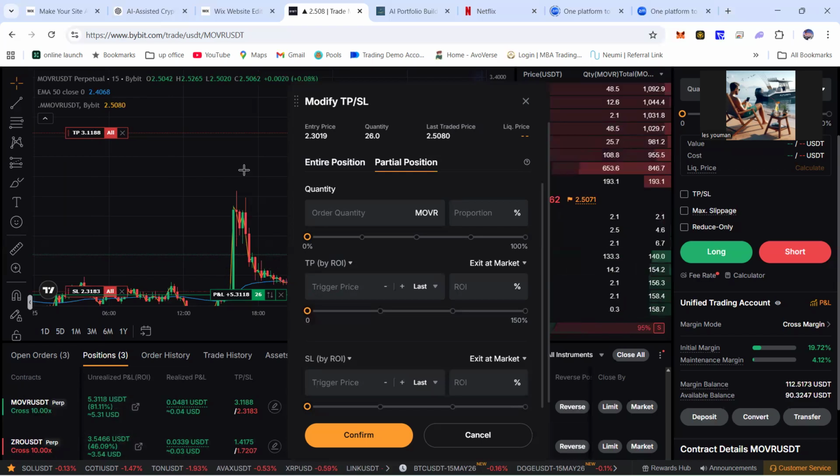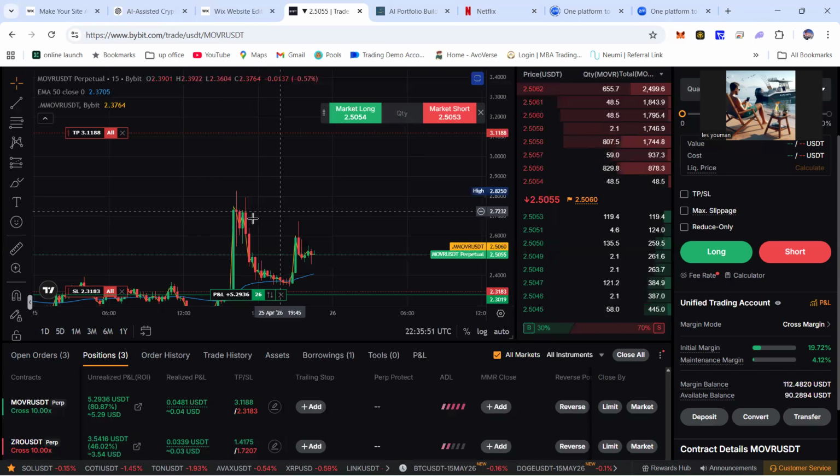So we can set it up so that it's going to close half of the trade right here. And how we're going to do that is we just need to know the price level.